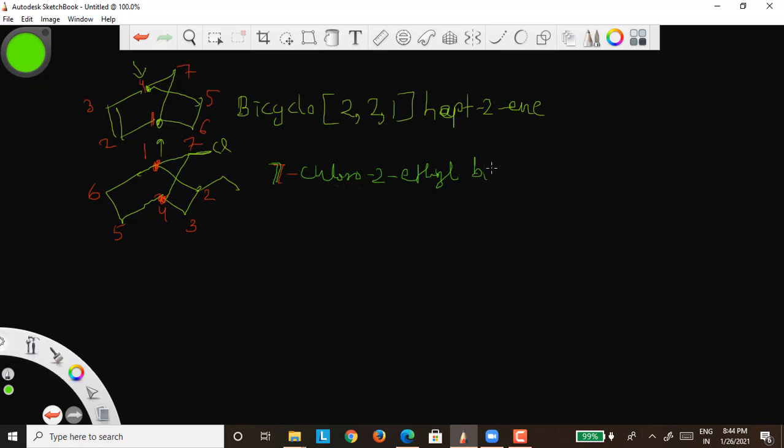Then you give bicyclo, then it should be 2, 2, 1, and this is heptane. Why heptane? The number of carbons, you can add 2 plus 2 plus 1. So 4 plus 1 is 5, plus 2 bridgeheads, 7. So heptane. Okay. Now let us take some more complicated examples.